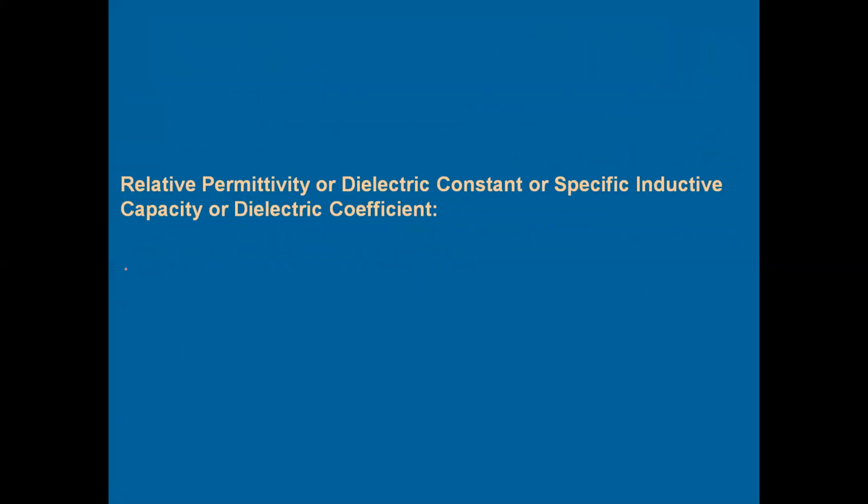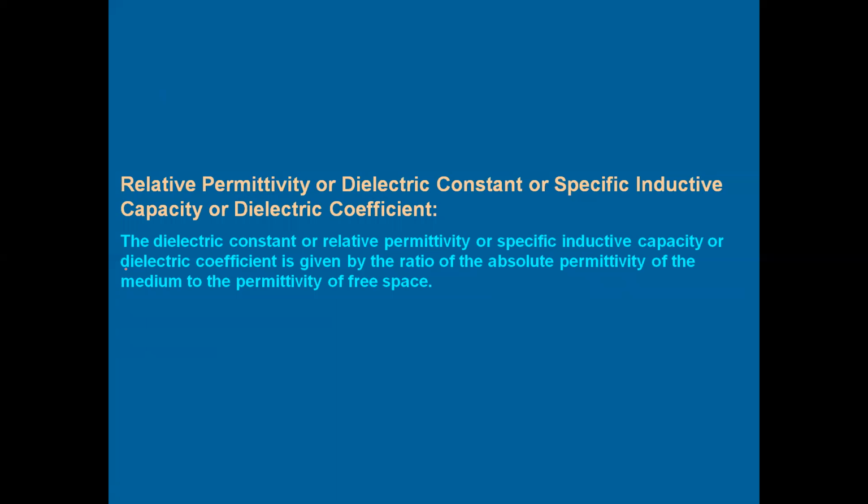Relative permittivity, or dielectric constant, or specific inductive capacity, or dielectric coefficient. All these are the names given to just one quantity. It is the relative permittivity. We have already studied in the previous slide that epsilon r is equal to epsilon by epsilon 0. This epsilon r has got other names as well. Out of these, dielectric constant and relative permittivity are the most commonly used terms.